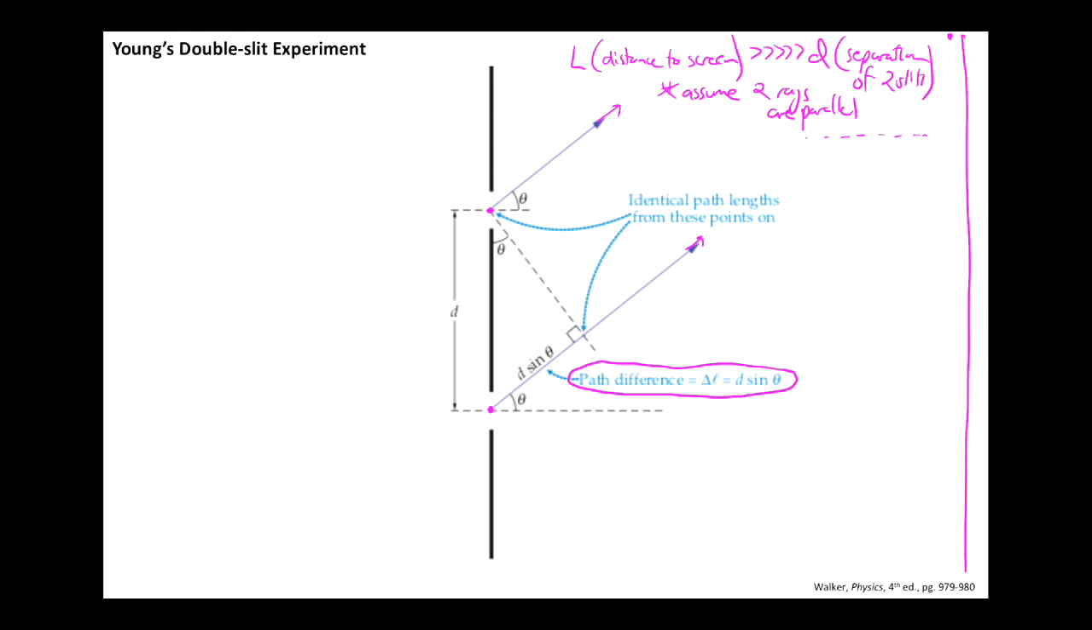If the screen is as close as I've drawn it, then I can't say that these are parallel and that these form right angles, and I can't simplify this as much to say that d sine theta is the difference. We are assuming they are parallel enough. Okay? In that drawing, yes, they are parallel, because the drawing already assumes that the screen is very far away.